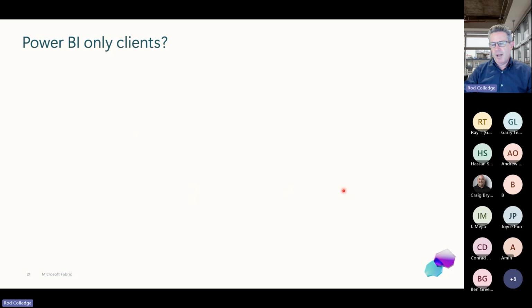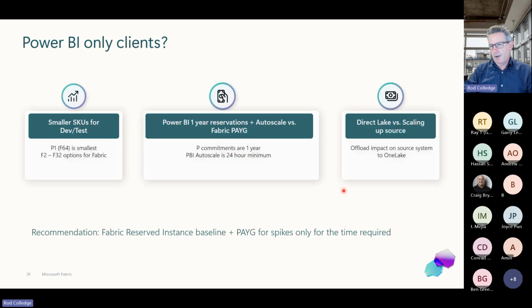Okay, so what about if you're a Power BI only user and you have no interest in any of that other stuff because you're using Databricks or Informatica or something else? For those customers, there's still three key benefits here. You can scale down to a much smaller size from a P1. You can go down to an F2, which is 32 times smaller than a P1. Again, this is great for dev test workspaces.